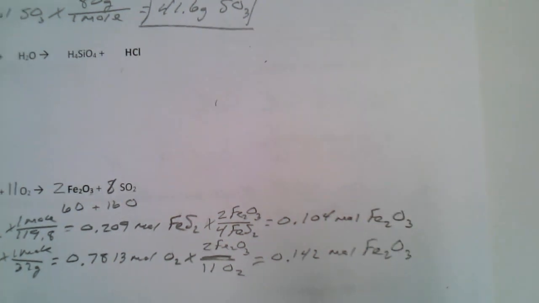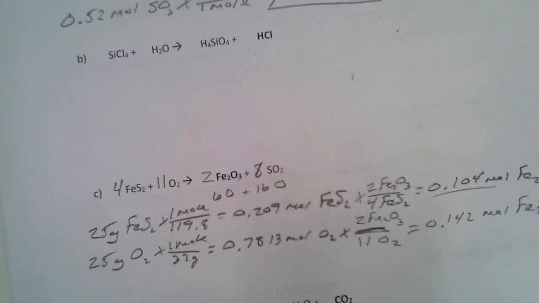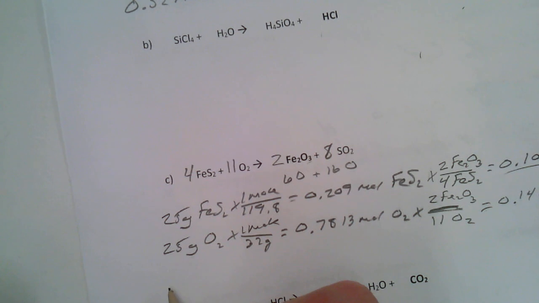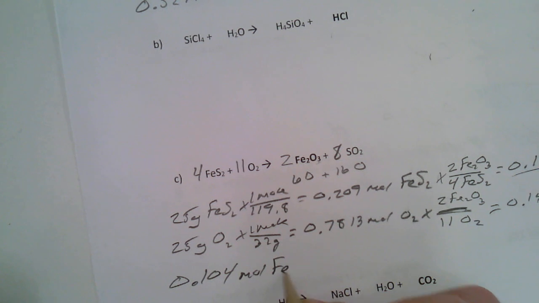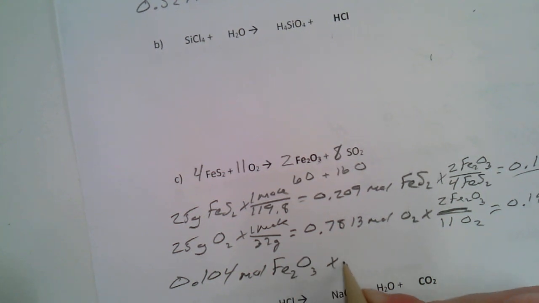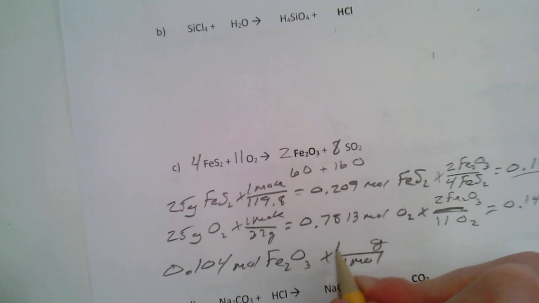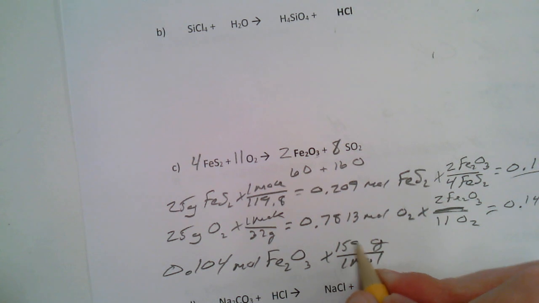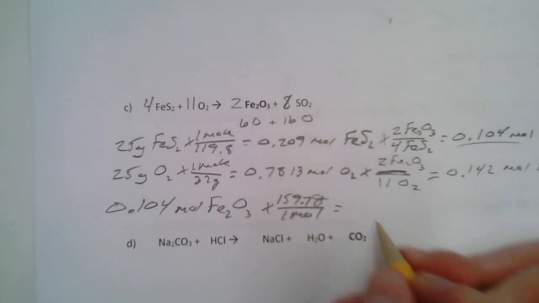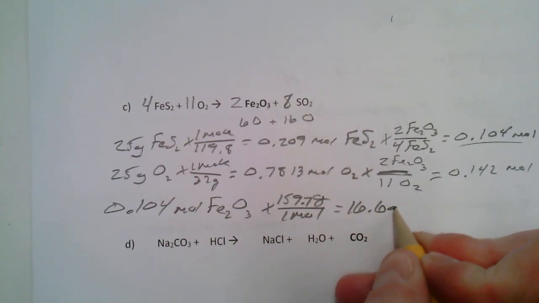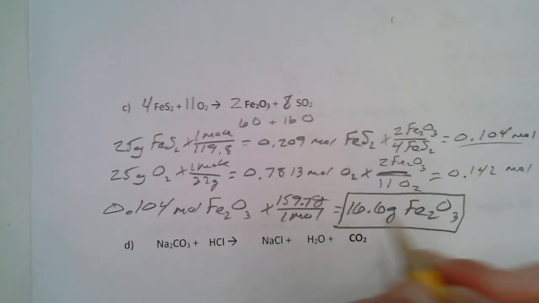Again, you have 2 numbers. How do you decide which one to pick? You pick the smaller one. So then our last step is to take that 0.104 moles of Fe2O3 and turn it to grams. If you get on your periodic table, you'll find that Fe2O3 was 159.7. You multiply that out, and you will get 16.6 grams of Fe2O3, and that's your answer.